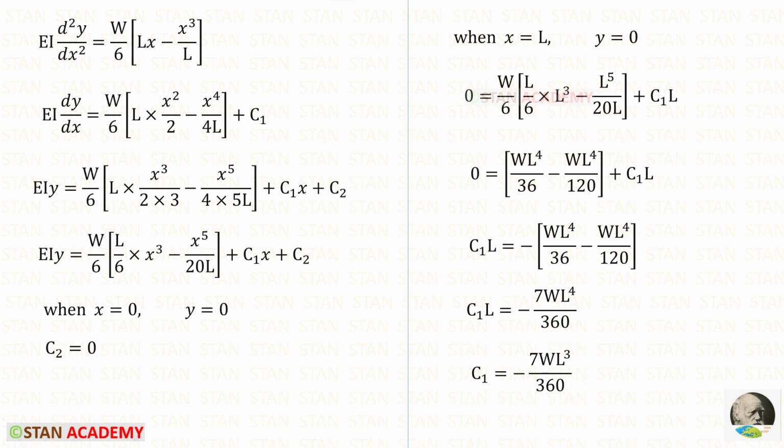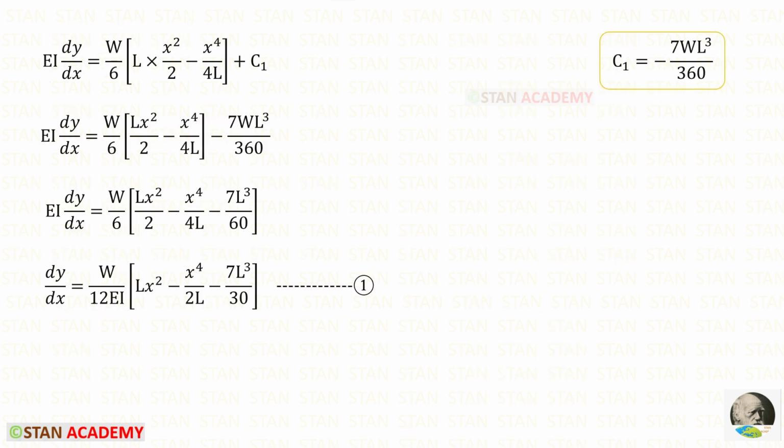Let us take the slope equation. In the slope equation, let us apply C1. From these two terms, we can take W/6 outside. Then from these three terms, we can take a 2 outside. 6 into 2, it will be 12. Let us keep this equation as number 1. Using this equation, we can find the slope at any point of the beam.